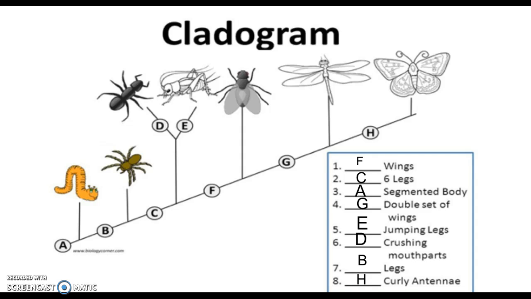As we analyze a cladogram, we can kind of talk about how closely related organisms are. The more traits they share, the more closely related they are. So in this particular cladogram, our butterfly and our dragonfly would be the most closely related organisms.